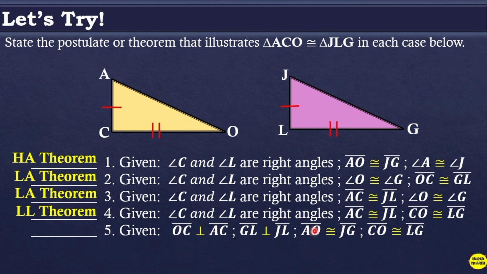Okay? So we have here segment AO is congruent to segment JG, and CO is congruent to segment LG. So as you can see, we have the hypotenuse and the leg. So this is HL postulate.